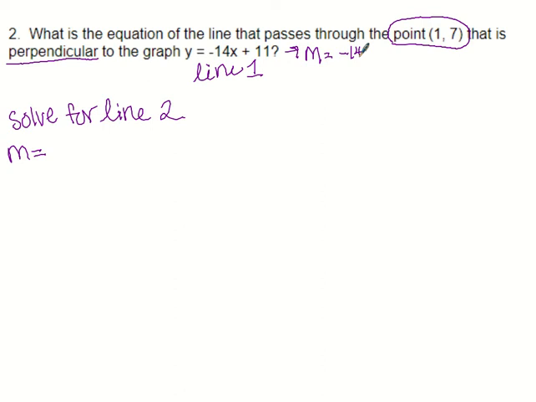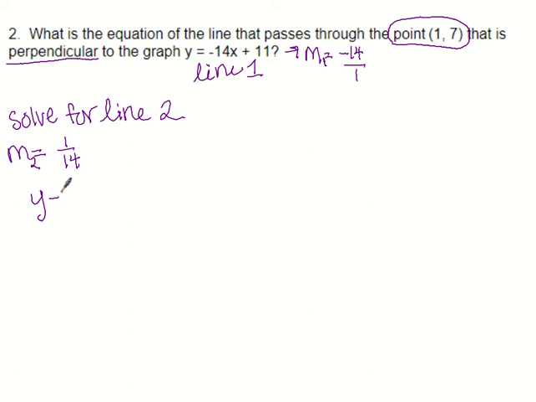negative 14 over 1, right? So to flip it over, I just make it 1 over 14. So this is the slope for number 1, and this is the slope for number 2. Opposite, because see, one's positive, one's negative, and reciprocal, it's flipped over. That's the trickiest thing, is the perpendicular. It's got to be opposite, reciprocal. So now that we have the slope and we have a point, we can solve it.